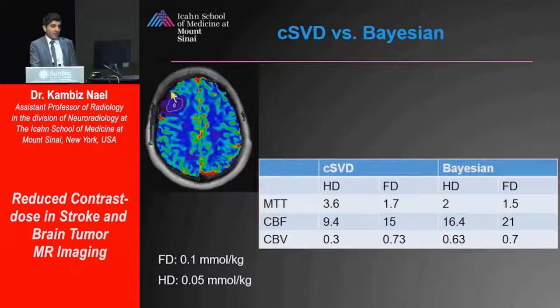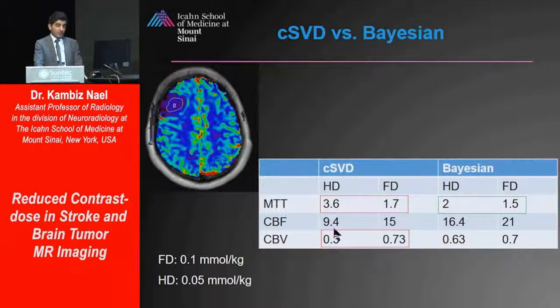When you draw ROI over this lesion and look at numbers, you can see when images were processed with CSVD, we have almost 50% overestimation of mean transit time in the half dose category, as opposed to similar, or not similar, but closer numbers when processed with Bayesian.